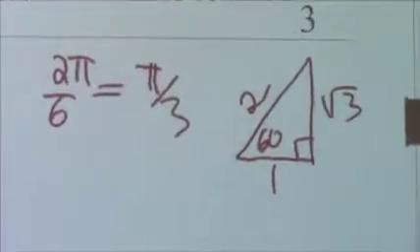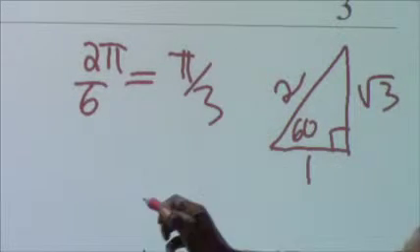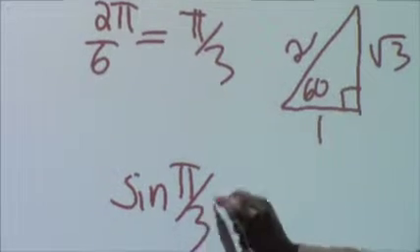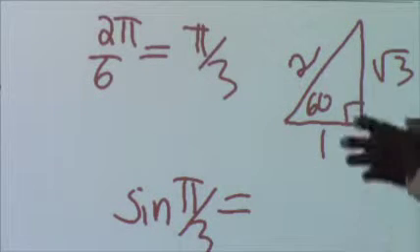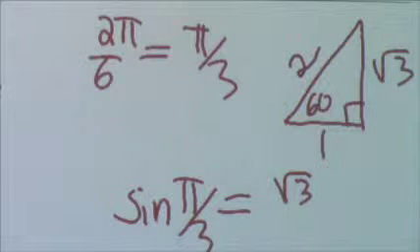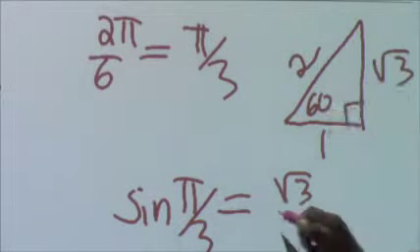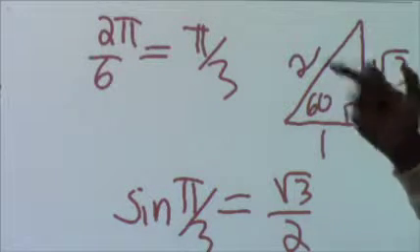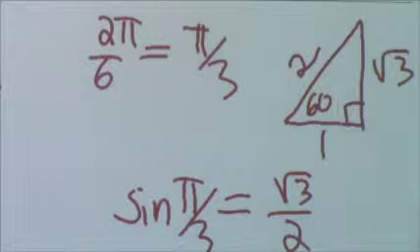So how do I find the sine of 60, which is the same as sine of pi over 3? It's going to be the opposite, square root of 3, over the hypotenuse, which is 2. Simple and easy. So what did we do? We found the angle, and then we were able to sketch it and see how we do this. Good. Let's try another one.